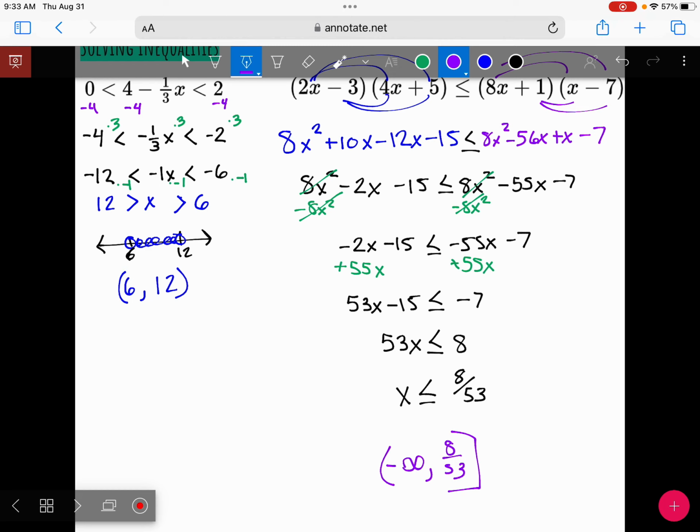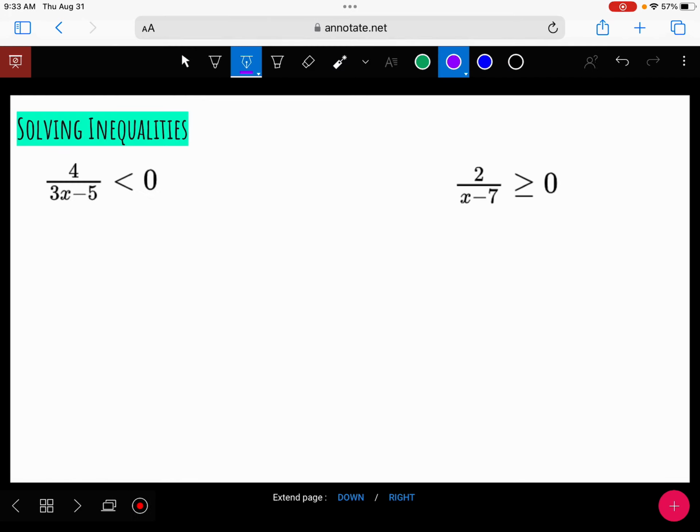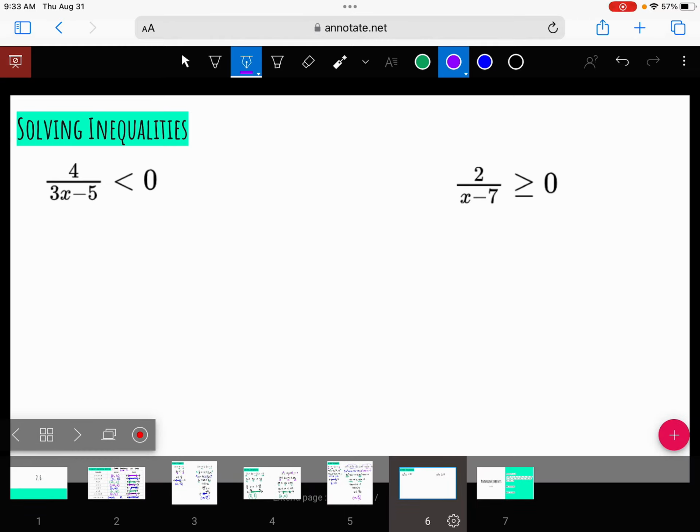I was going to say we have 2 more, but they're not this long. Okay? They look a little scarier though, because we have x's in the denominator and we get a little scared. These are the last 2 for the day.